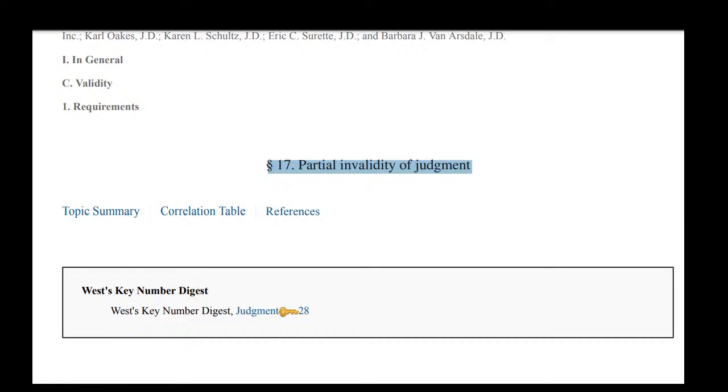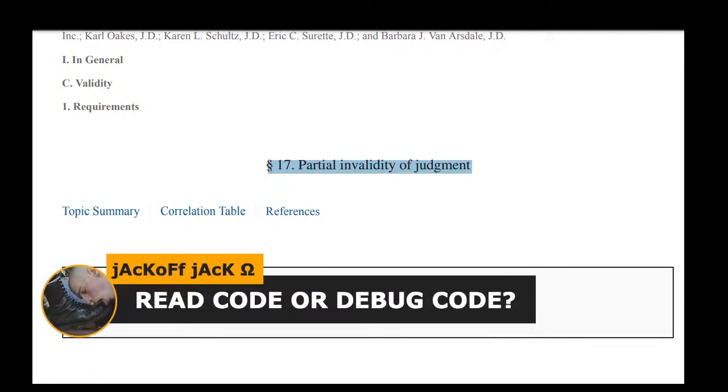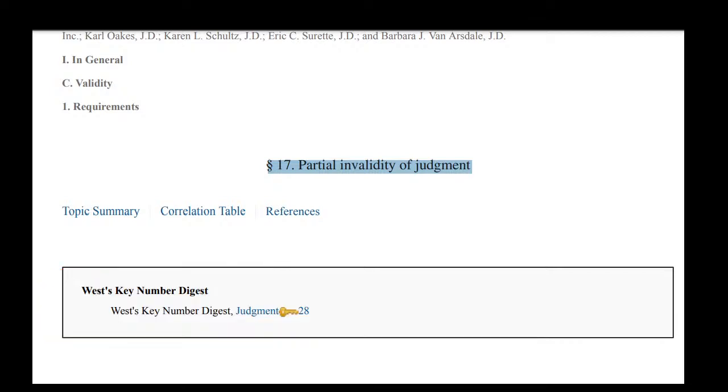And let's check on the chats. Read code or debug code? Yes. Well, they say you got to be about 10 times smarter to debug code than write code. So who's reading it? All right.